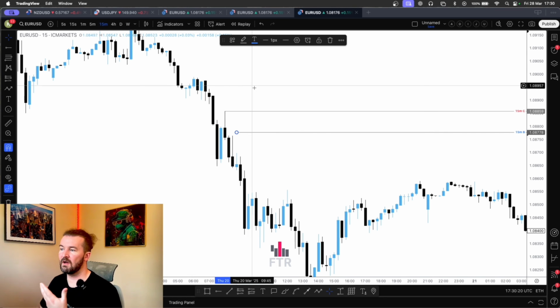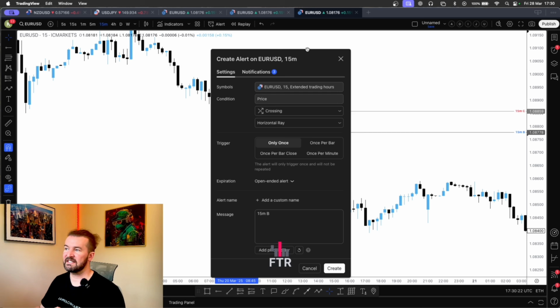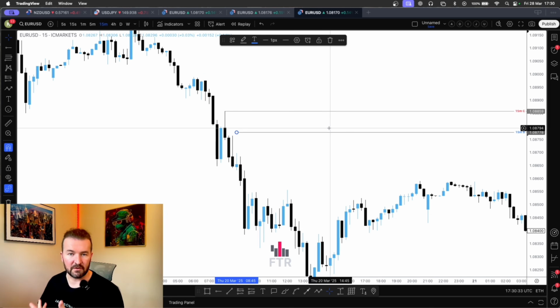Now, I use these by essentially setting alerts. Okay, so I'll set an alert every time that M15 BOS goes off. I get an alert, goes through to my phone, goes through to my watch when I'm wearing the smartwatch. And it will also alert me on TradingView.